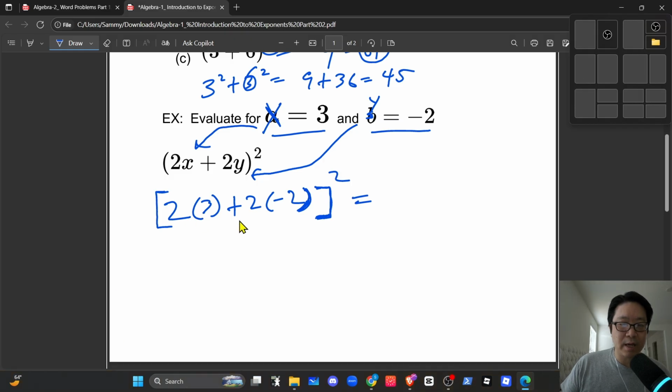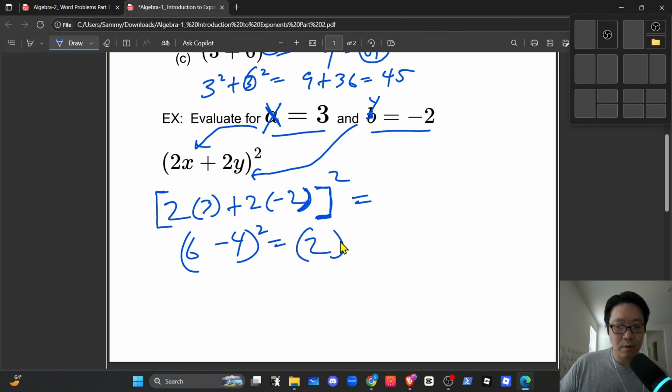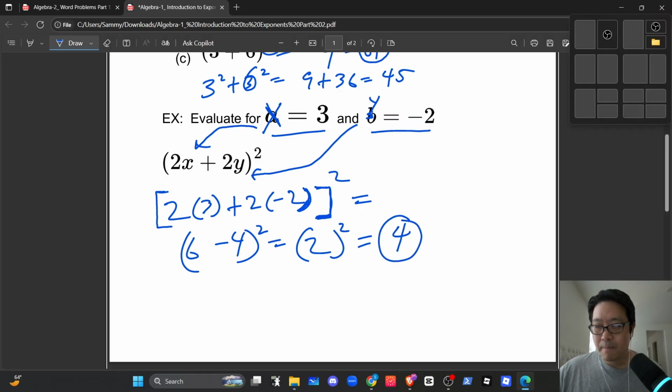So let's look at what's inside. We have 2 times 3, that's 6. 2 times negative 2 is negative 4. And that's going to be raised to the power of 2. 6 minus 4 is 2. Raised to the power of 2, well, that's going to be 4.